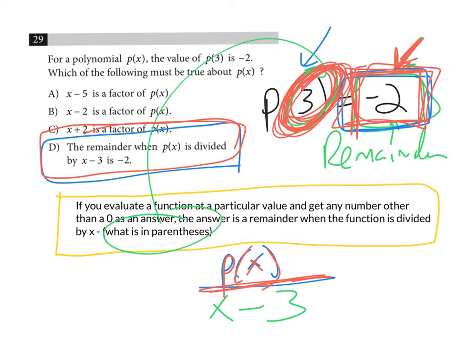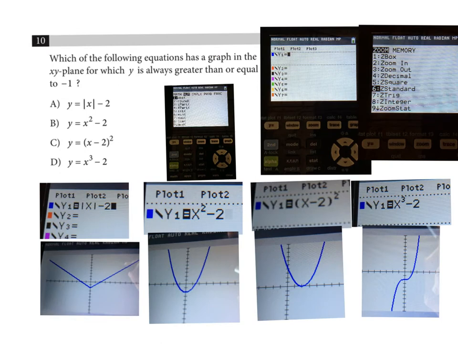For number 10, which of the following equations has a graph in the xy plane for which y is always greater than or equal to negative 1? Well, this is one of the few questions on the SAT where actually graphing the equations can really answer the question. On your graphing calculator, the way you graph an equation is you press the y equals button, in the upper left-hand corner of the calculator.